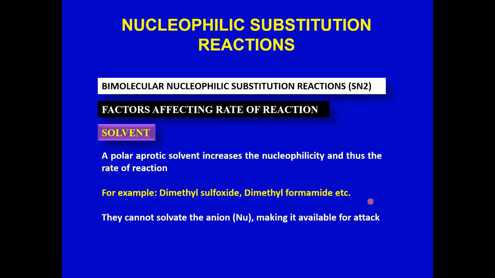The reason behind this logic is that these polar aprotic solvents cannot solvate the anion. If we have a solvent that can solvate the anion, it will block it from reaction, or it will slow down its reactivity. But these polar aprotic solvents have lesser ability to solvate the anion, and thus it is freely available for attack on the electron deficient carbon in the alkyl halide.